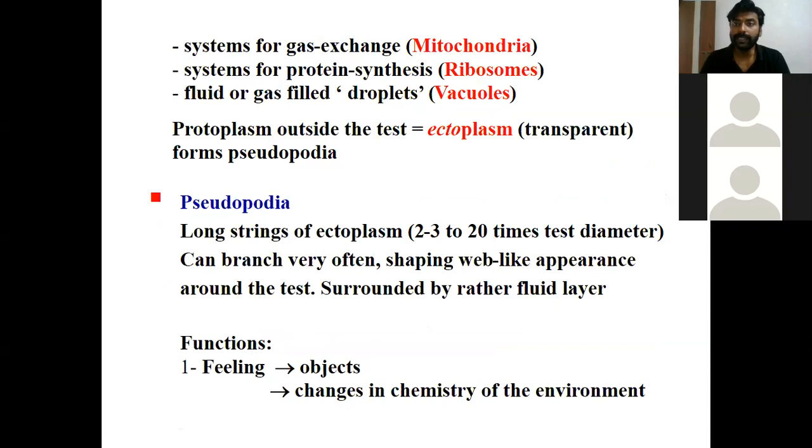Now, there is protoplasm that is outside the test. So there is protoplasm which is inside the test, and there is a part of protoplasm which is outside the test. You have seen the test under the microscope in the practicals, and I told you that there are several pores or openings in the test. Through these openings, the protoplasm, the organism which lives inside, extends its body to the surrounding environment. The part of the organism which remains within the test is called endoplasm, and the part of the organism which extends outside the test is called ectoplasm.